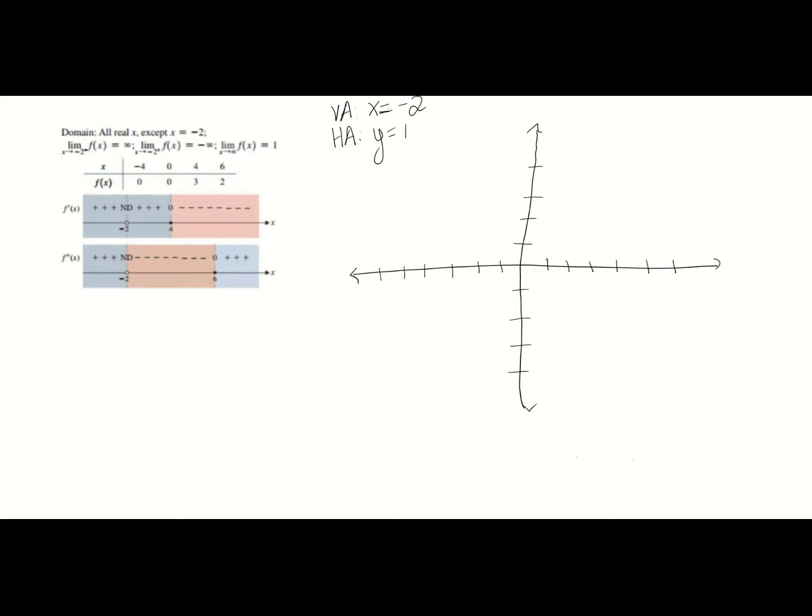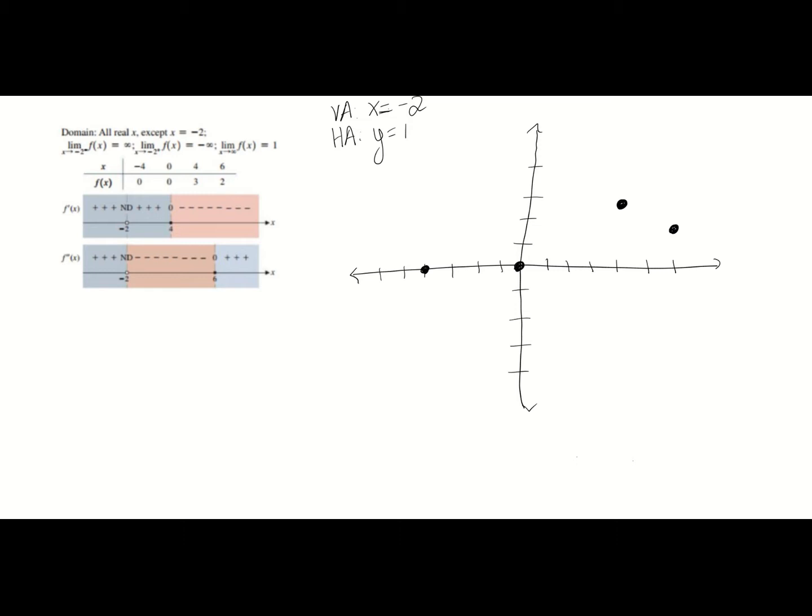So I have (-4, 0). I have (0, 0). I have (4, 3), 1, 2, 3. That puts me up here. That might be a max. It's a little high, so we'll see that. And (6, 2). Don't want to assume yet. My sign chart will tell me.